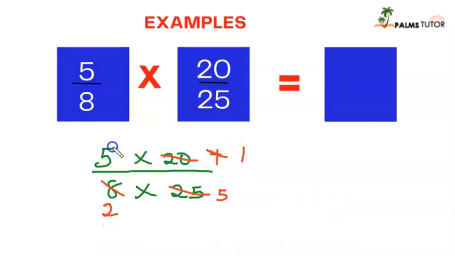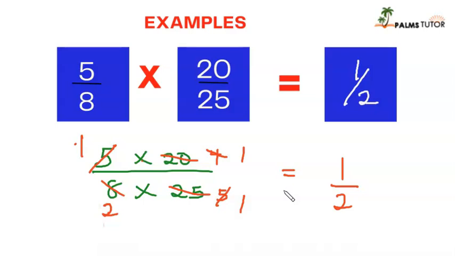Oh, I see. 5 here 1 and 5 here 1. So what do we have left? 1 times 1, which gives me 1. 2 times 1, which gives me 2. So 5 over 8 multiplied by 20 over 25 is actually half, 1 over 2.